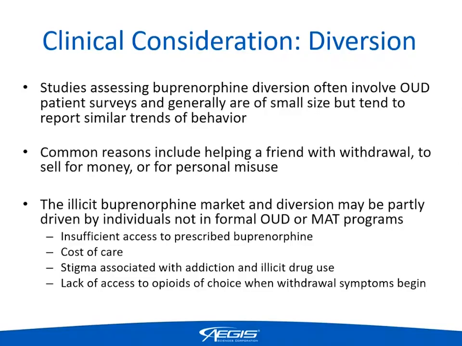So patients who are not in a formal MAT program that have opioid use disorder, they may not be able to obtain prescribed buprenorphine for a couple things. Maybe they live in an area where there's not any providers that are close by. Maybe it's too expensive. The ones who are within their access range, they just don't feel like they can afford it. And there's often stigma associated with addiction and illicit drug use. And so some patients may not seek out a traditional MAT program due to the stigma that's associated with it.